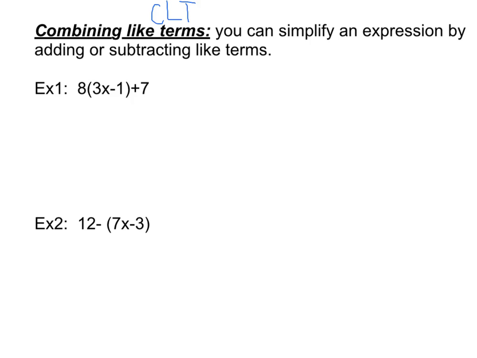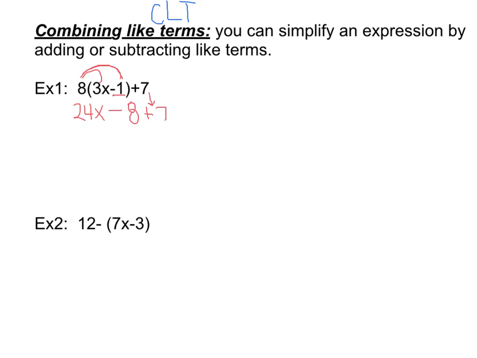We have 8 times (3x minus 1) plus 7. So if you notice, we have got to distribute this 8 into the parentheses. Well, 8 times 3x would give us a 24x. And then 8 times a negative 1, because this is considered a negative 1 when you have a minus there. So 8 times negative 1 would be a minus 8. And then we're going to bring down our plus 7.